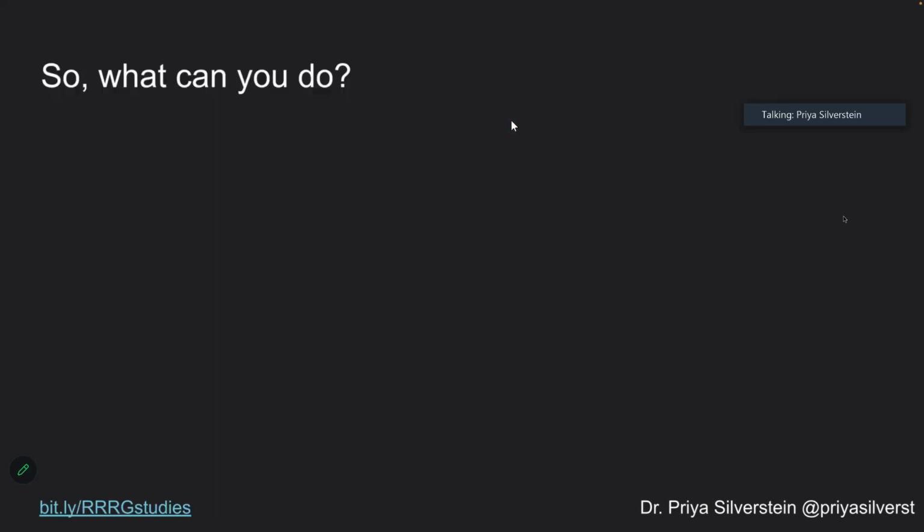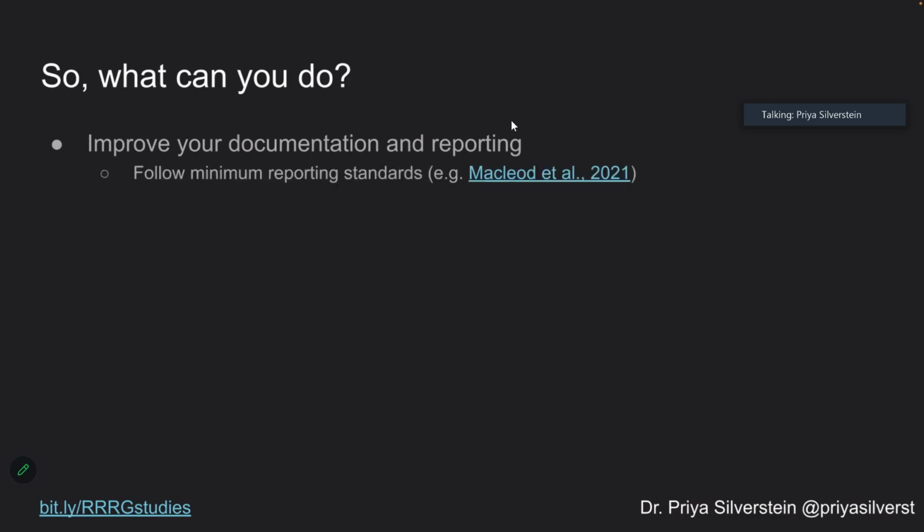So what can you do to ensure your research is most likely to be reproducible? A big thing is to improve your documentation and reporting. One way to do this is to follow minimum reporting standards. There are often reporting standards for different types of research. Not just in psychology, but you might have a reporting standard for meta-analyses or for systematic reviews or for clinical trials. So you can find a reporting standard relevant to the type of research that you're doing and follow this, rather than just writing your paper the way that your supervisor's written it or the way that papers you've read write it, having a more formal checklist of different things that need to be reported for this type of research.